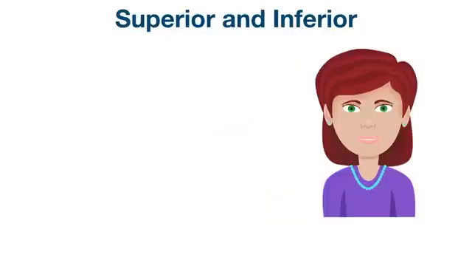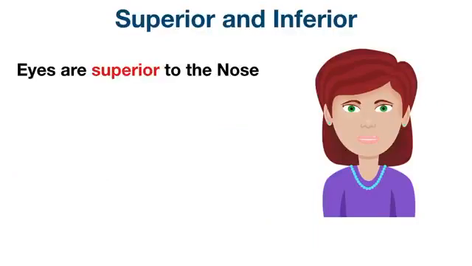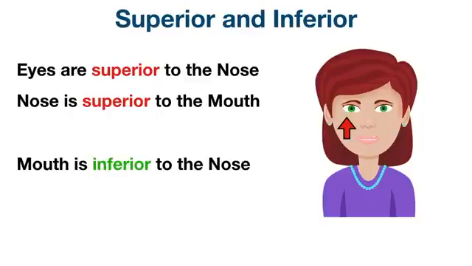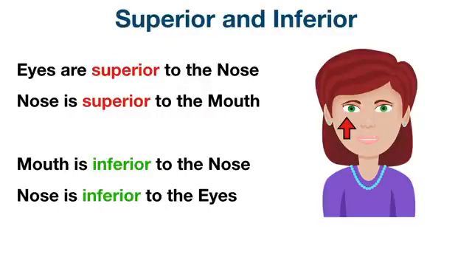Let's look at some examples of superior and inferior. If we go back to our same image, we can say the eyes are superior to the nose, and the nose is superior to the mouth because the eyes are above the nose and the nose is above the mouth. Or we can say the mouth is inferior to the nose and the nose is inferior to the eyes because the mouth is below the nose and the nose is below the eyes.